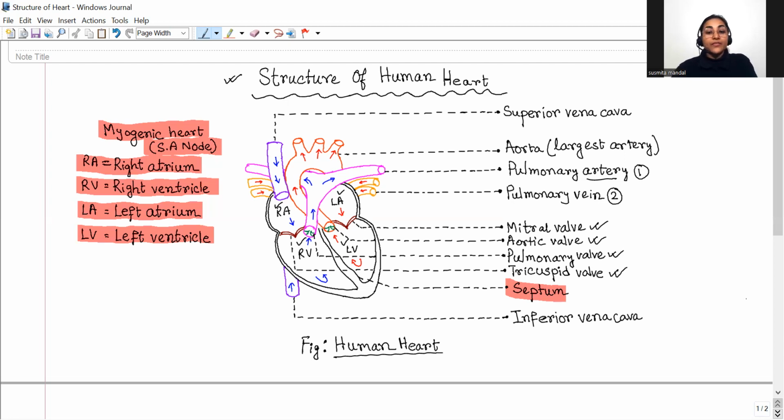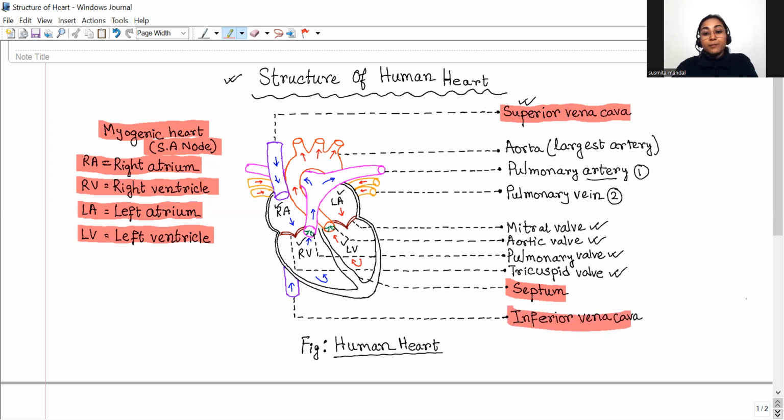Pulmonary artery and pulmonary vein. Now, some other blood vessels are also associated with the human heart. Superior vena cava. The superior vena cava always collects carbon dioxide rich blood from the upper body parts, that means from the brain, neck, and the hand region, and brings it to the right atrium.